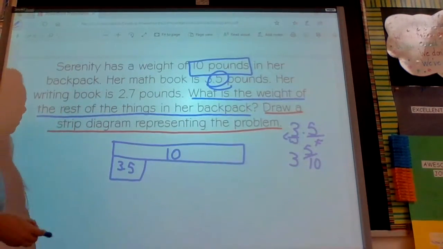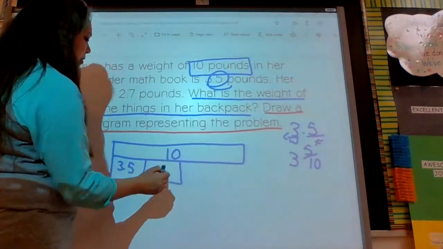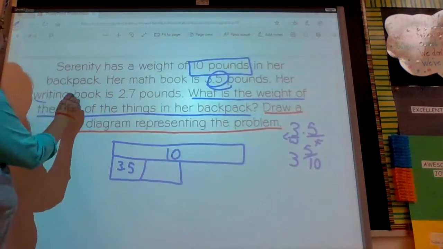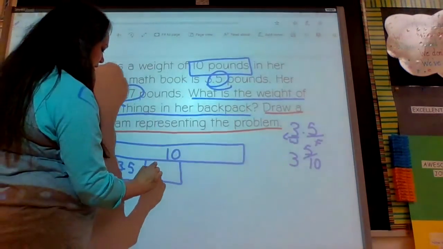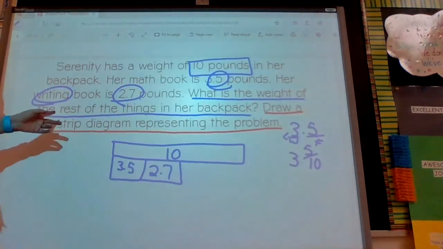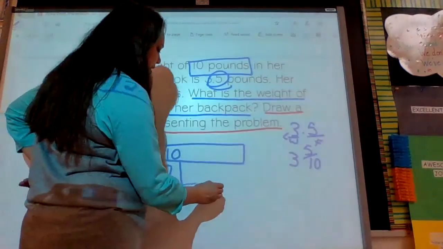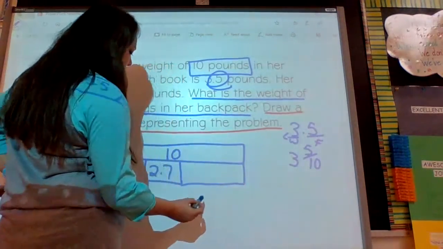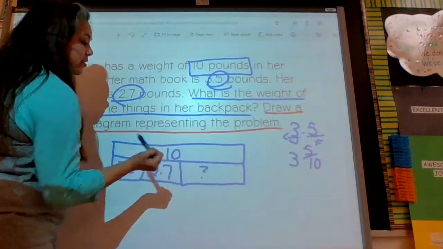Her writing book, she has another book in there. Her writing book, and it's 2 7/10 pounds. What is the weight of the rest of the things? So everything else that's in that backpack weighs something. We don't know what it is.